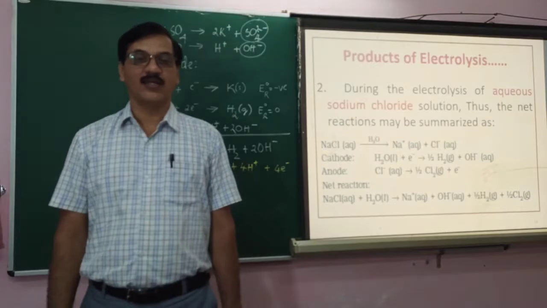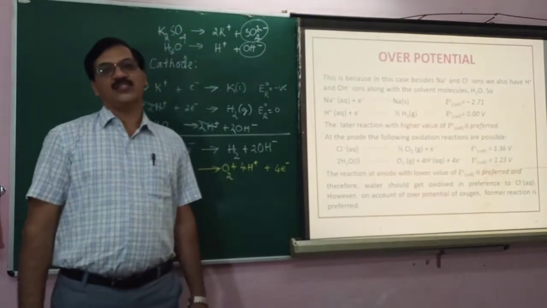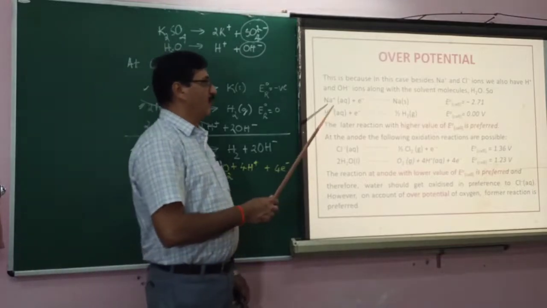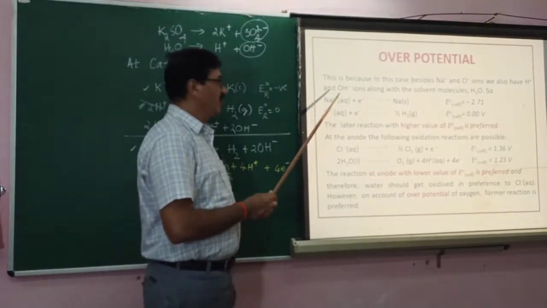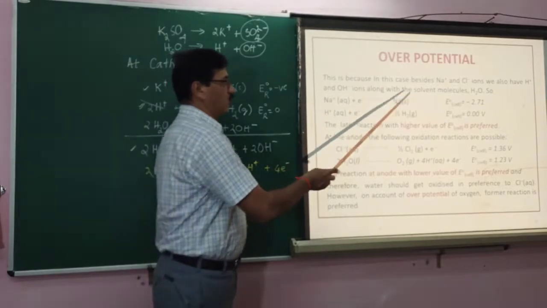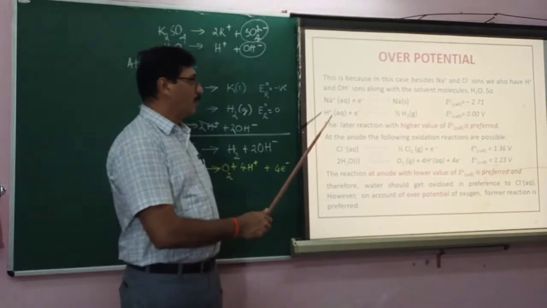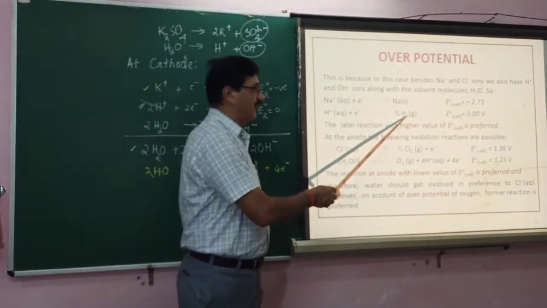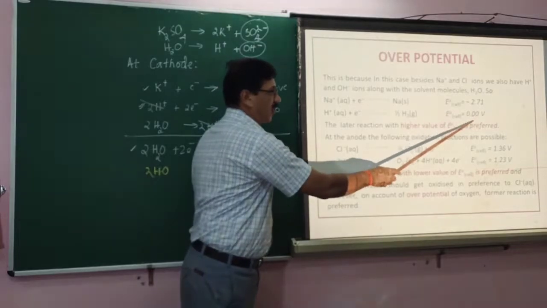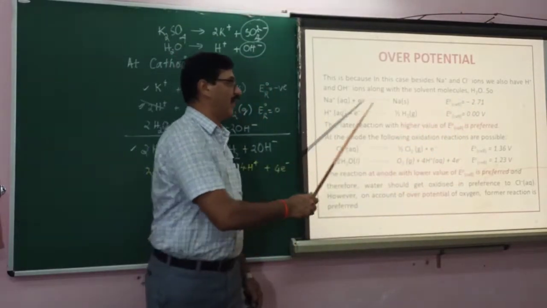H2 is formed at a cathode. Why not O2? So there is a slight difference in the electropotential values. For the cathode there is no change. Sodium ion giving rise to sodium, the electropotential value is negative, minus 2.71. Whereas hydrogen ion undergoing reduction, the electropotential value is 0. Therefore 0 is more than minus 2.71. Therefore hydrogen gas is being formed.